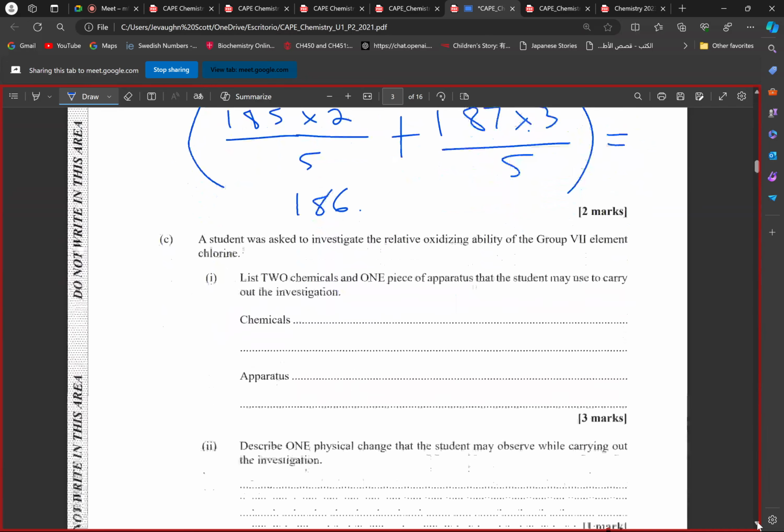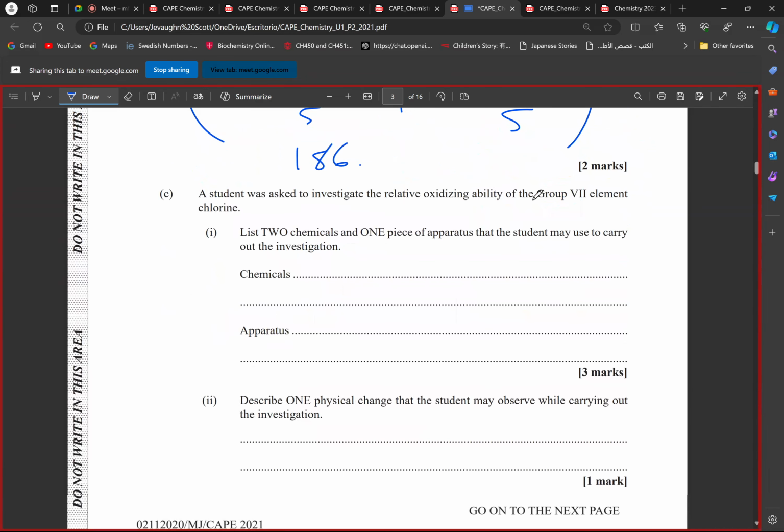A student was asked to investigate the relative oxidizing ability of a group element, the halides, chlorine. What is this? This is not module 1, I mean. List 2 chemicals and 1 piece of apparatus the student may use for this investigation.